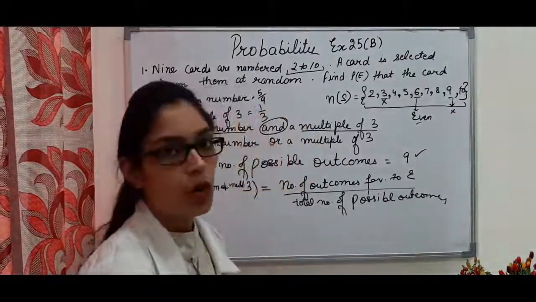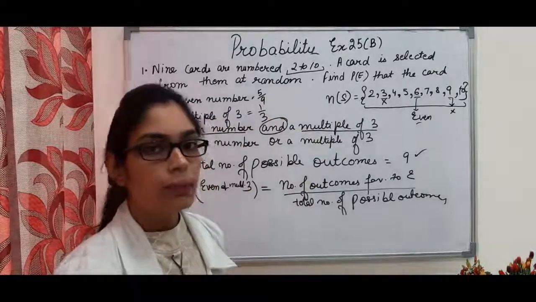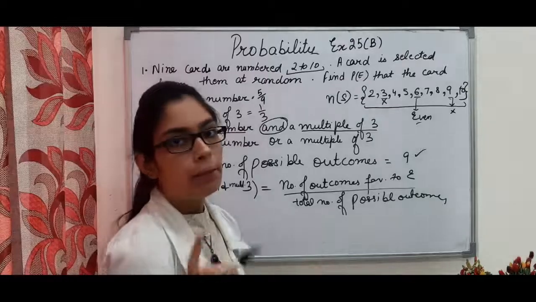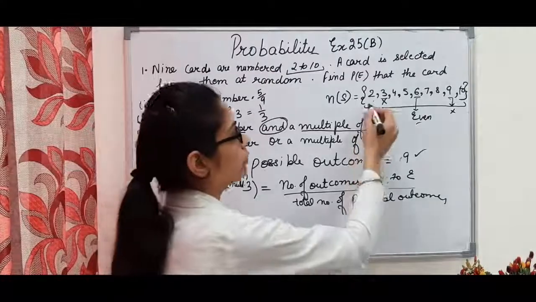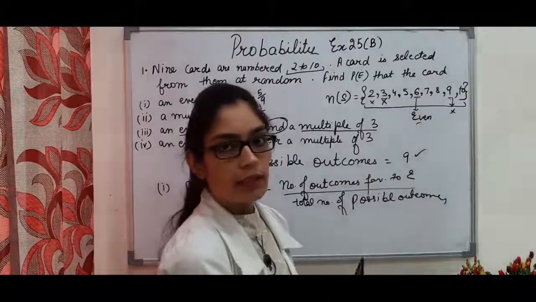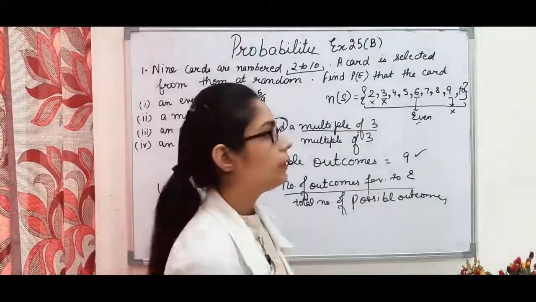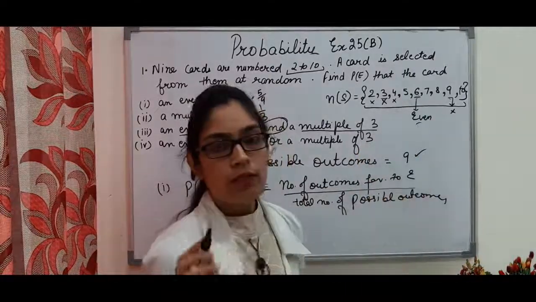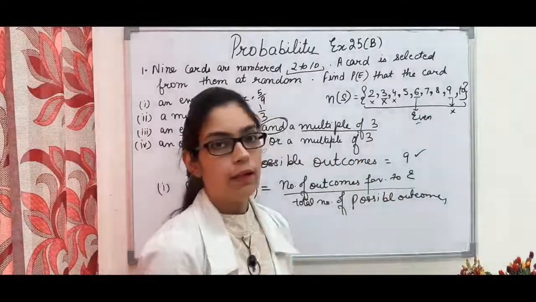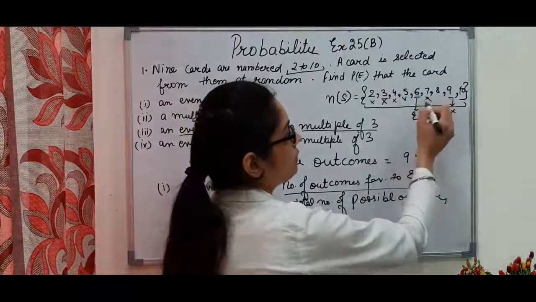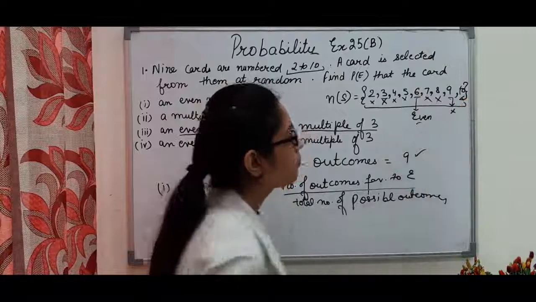Now let's check for all the even numbers whether they are multiples of 3 or not. 2 is an even number but it is not a multiple of 3, so I will not take 2. 4 again it's an even number but 4 is not a multiple of 3. I will not take this. 5 is an odd number and it's not a multiple of 3, so we will not take it. Same goes with 7, 8 and 10.